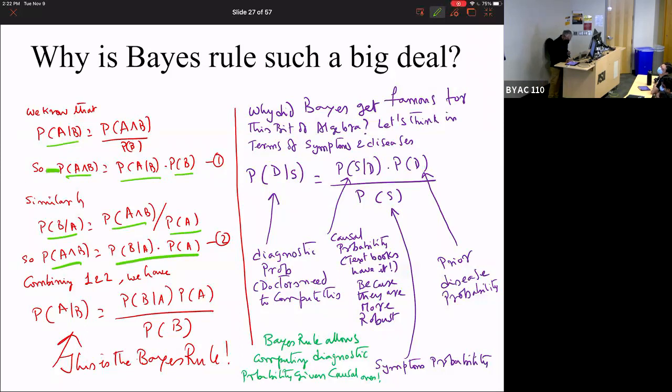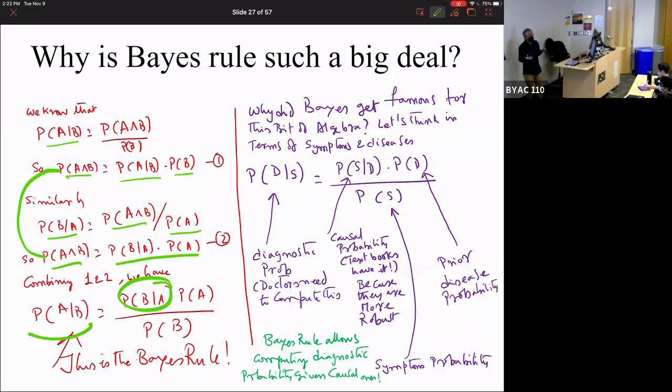And since these two have the same left-hand side, the right-hand side must be equal. So that basically means P(A given B) times P(B) is the same as P(B given A) times P(A). Right? If I do that, then I get a way of computing P(A given B) in terms of P(B given A).